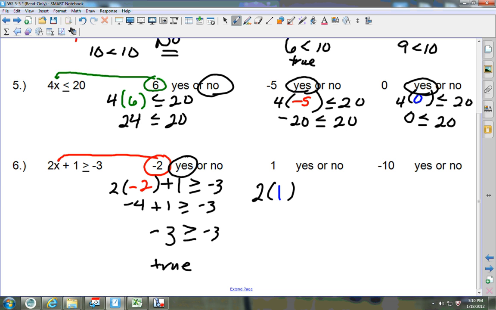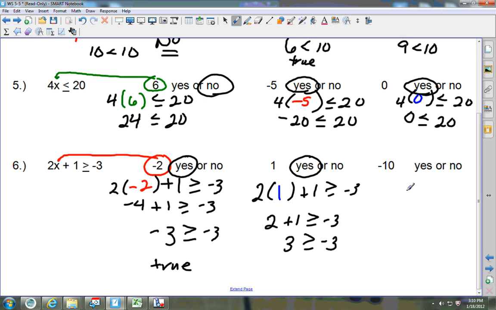The next one, I have 1, so now I'm going to take the same inequality, 2 times 1 plus 1 is greater than or equal to negative 3. 2 times 1 is 2, plus 1. Is 3 greater than or equal to negative 3? Yes, it is.